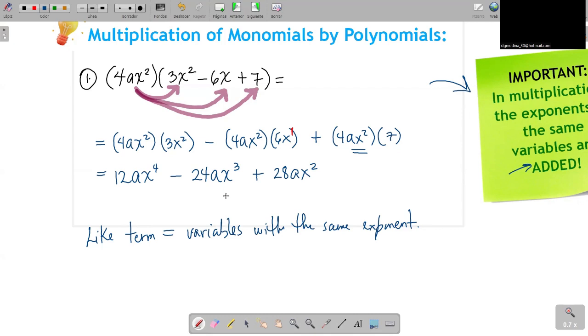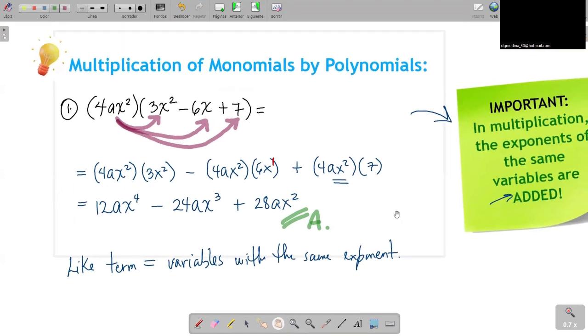Now, do we have another ax to the cube in the same expression? No. So we repeat it in the answer. And finally, the 28ax to the square. So that's the final answer, because we don't have any other term to add or subtract. Let's write this final answer. Okay?